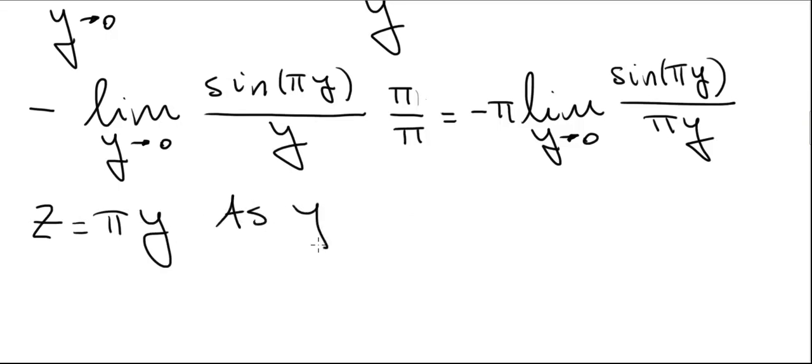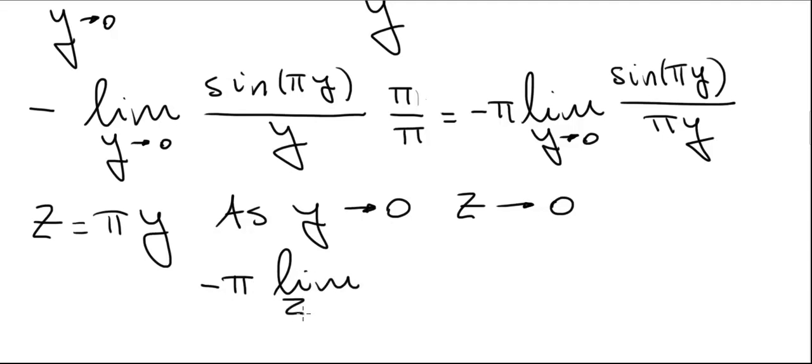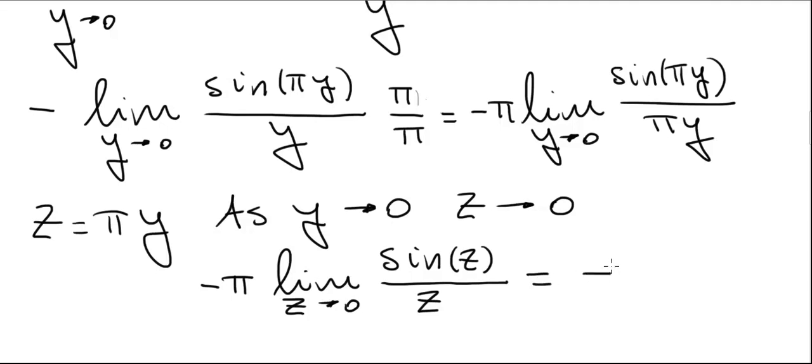As y approaches 0, so does z, and we can rewrite the limit now as minus pi times the limit as z approaches 0 of sine of z over z. Of course, that's result number 2. This limit is 1, and our final answer is minus pi.